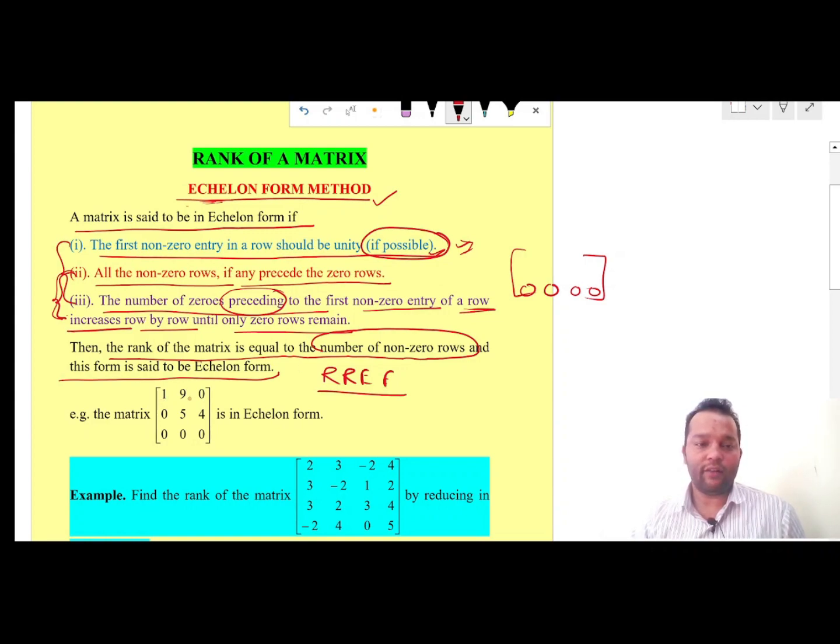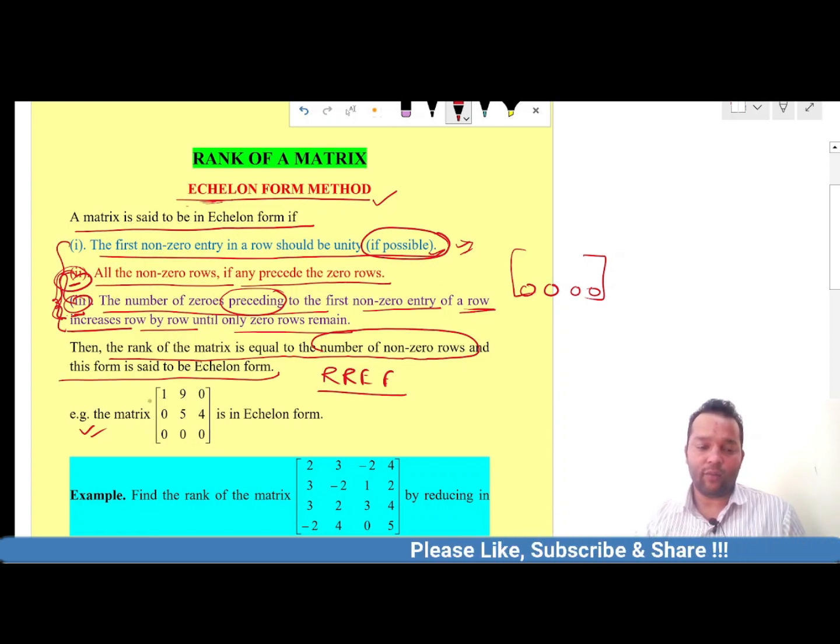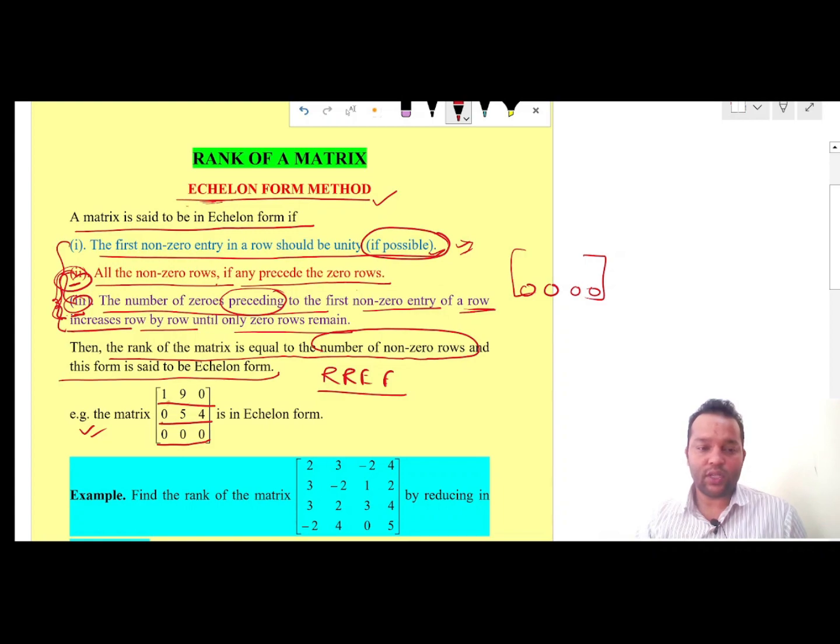as we are reducing the rows of the given matrix into echelon form. Suppose we have to verify whether this matrix is in echelon form or not. We have to mainly focus on these two conditions, which must necessarily be satisfied in order to say that it is in echelon form. The second condition is all the non-zero rows, if any, precede the zero row. This is a non-zero row, this is a non-zero row, and the last row is a zero row, which means all the non-zero rows are placed before the zero row, or the zero row is placed at the last of the matrix. So the second condition is satisfied.